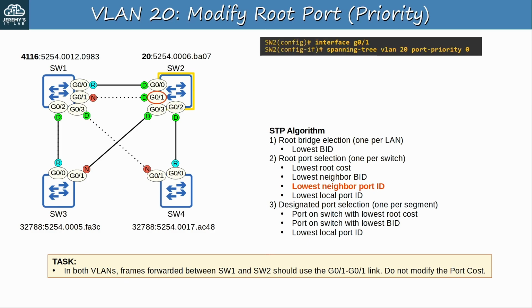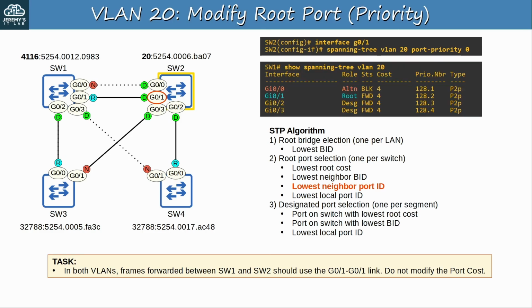I made switch 2 G01 more preferable by decreasing its priority to 0, with spanning-tree vlan 20 port-priority 0. As a result, switch 1 selected G01 as its root port, instead of G00. So, frames forwarded between switch 1 and switch 2 will use the G01 link now. We have satisfied the requirement in both VLANs.